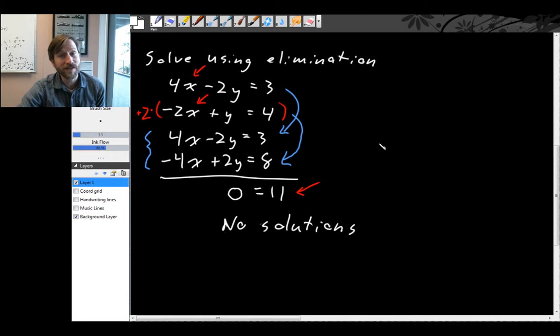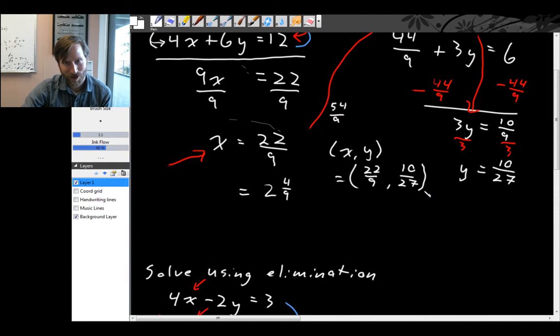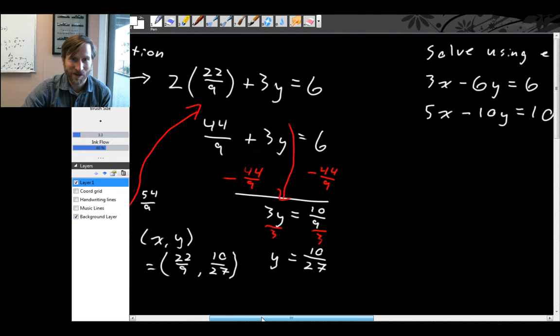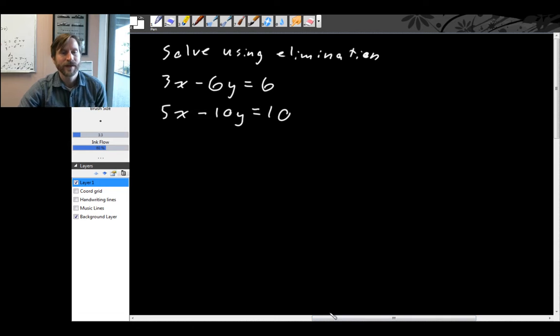Okay, so it's possible to get exactly one solution, like in our first example, and it's possible to get no solutions, like in the second example. There is a third possibility, so let's look at a third example. Okay, so solving this system using elimination.